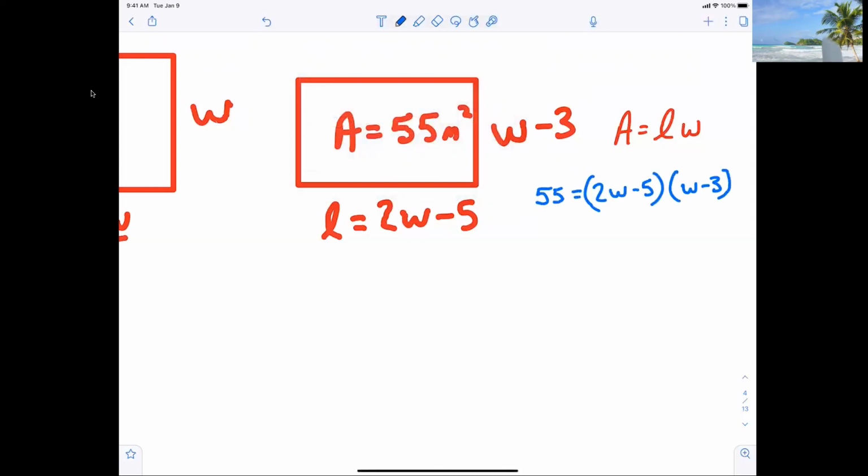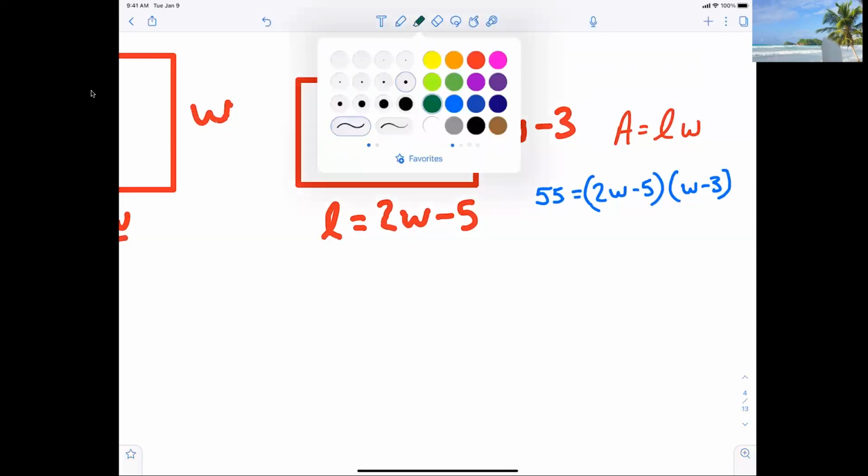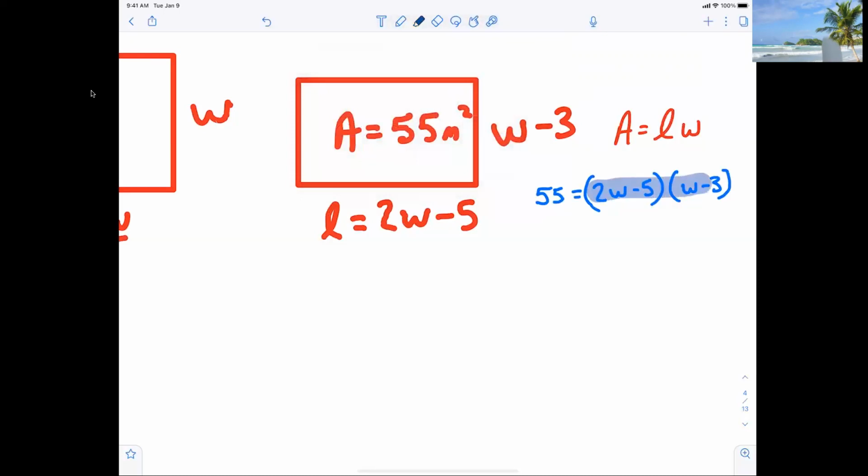All right, that's pretty hard, guys. Now, what do I have to do next? No, not yet. Well, subtracting 55 would make it equal to 0, but I have a 1. Yes, I have this little problem right here first. I need to do what to that? Multiply it out so I can see the quadratic.